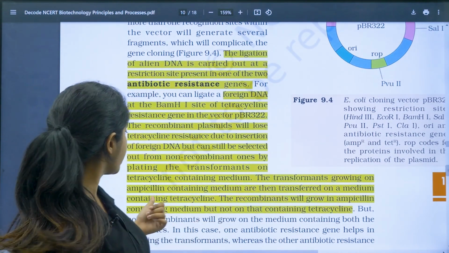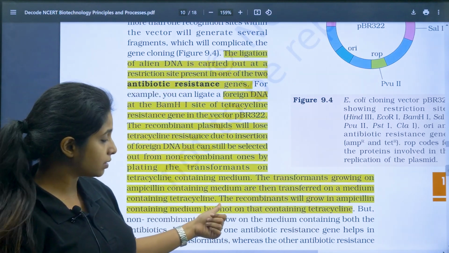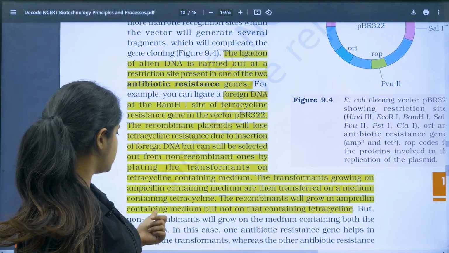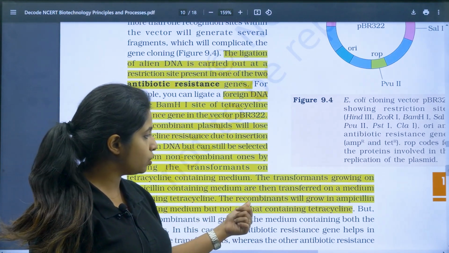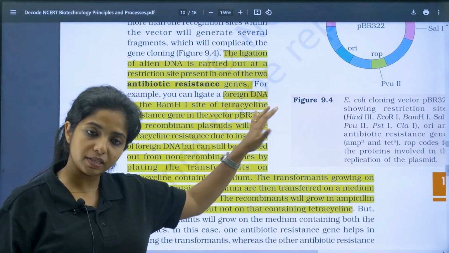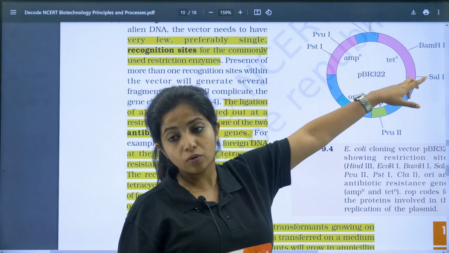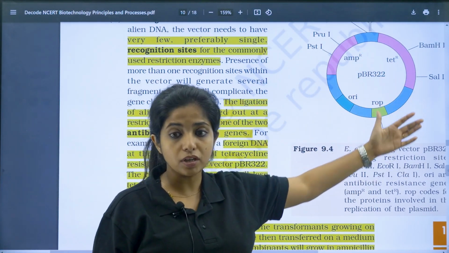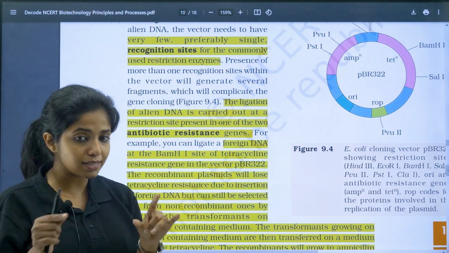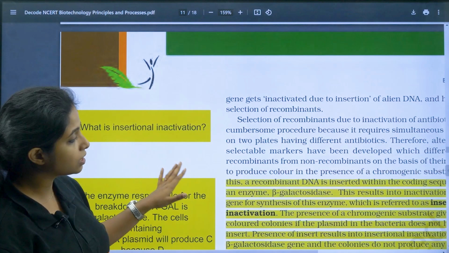The transformants growing on the ampicillin containing medium are then transferred to a medium containing tetracycline. The recombinants will grow in ampicillin containing medium, but not on tetracycline. So the recombinants will be growing on ampicillin since they have that gene, but they won't be growing in tetracycline medium because they do not have the gene. The recombinants, the ones that have the gene of interest, my dear children. So that is there. Now the question is asked, what is insertional inactivation?